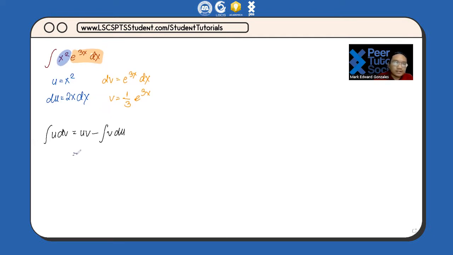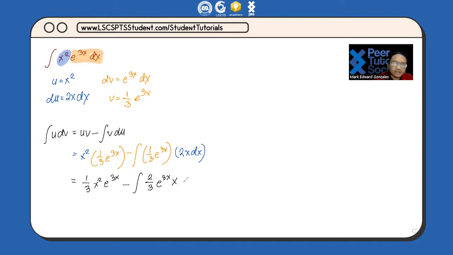Color coding. u is x squared. v is 1/3 e raised to 3x. Again, we have 1/3 e raised to 3x. And du now is 2x dx. Simplification. What do we get here? By simplifying, we get 1/3 x squared multiplied by e raised to 3x minus 2/3 e raised to 3x x dx.